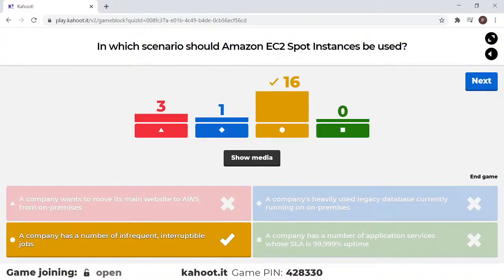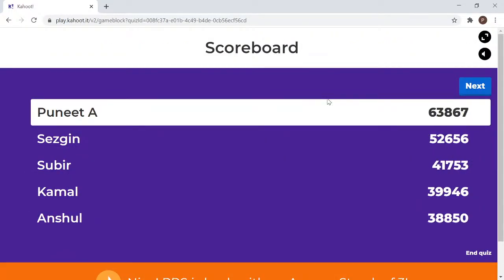Yeah, most of you got it right. When you have infrequent or interruptible jobs, that means even if a job is suspended at a specific time, it can resume again. That's the kind of workloads that you will be able to use with these Spot instances. Moving on to the next question.